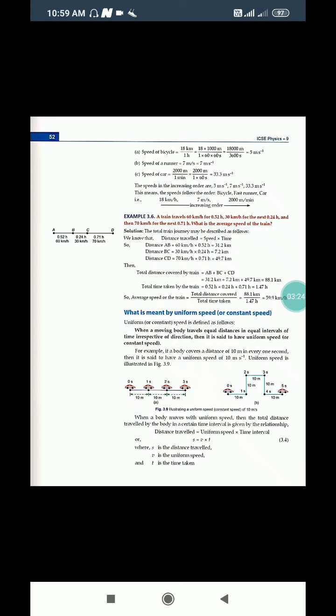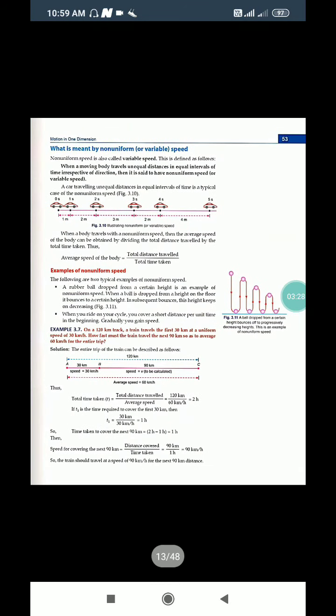Now, non-uniform or variable speed. A body is said to be moving with non-uniform or variable speed if it covers unequal distance in equal interval of time. Let us take an example. The motion of a ball on a rough surface, the motion of a car in a crowded street, the motion of a vehicle leaving or approaching a distance etc. are with non-uniform speed.